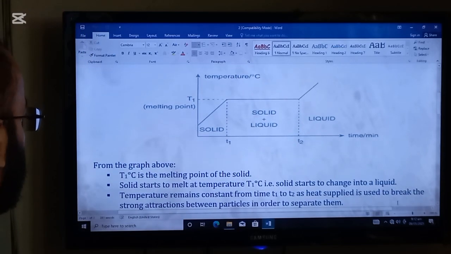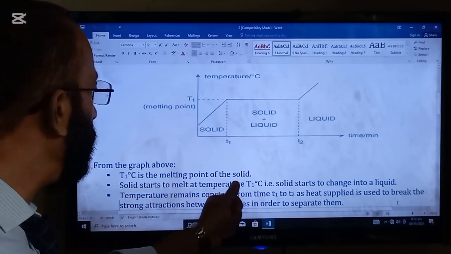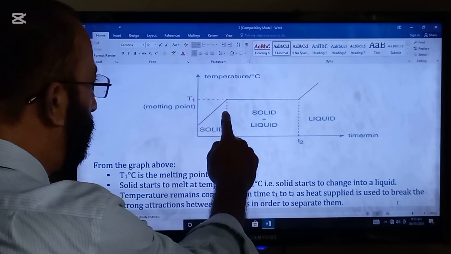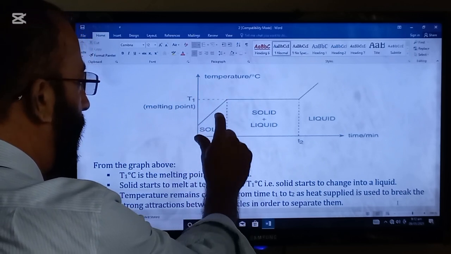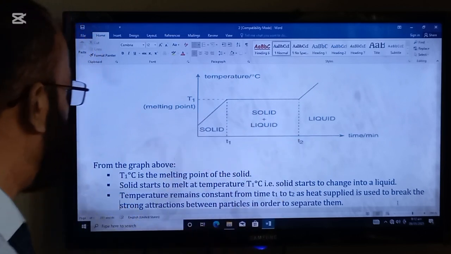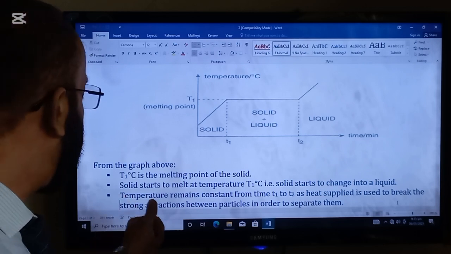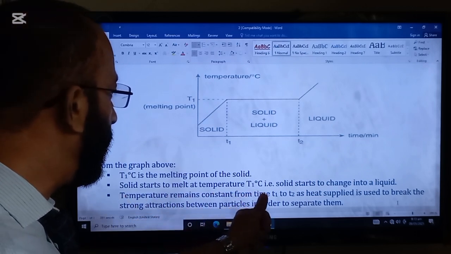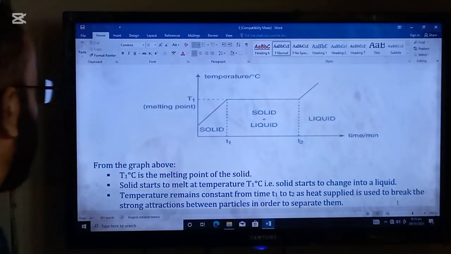From the graph, T1 °C is the melting point of a solid. So here is T1. At this temperature, this solid will start converting into a liquid. Solid starts to melt at temperature T1 °C. That is, solid starts to change into a liquid.